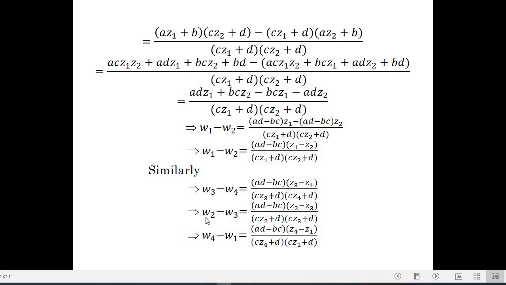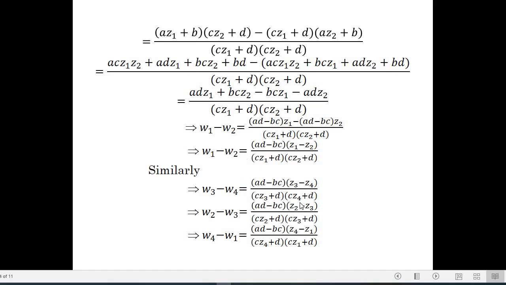Similarly, what is the term W2 minus W3? AD minus BC into Z2 minus Z3 divided by CZ2 plus D into CZ3 plus D. Next, W4 minus W1 is equal to AD minus BC into Z4 minus Z1, whole divided by CZ4 plus D into CZ1 plus D. We need all these factors in the cross ratio, so I have found them out.